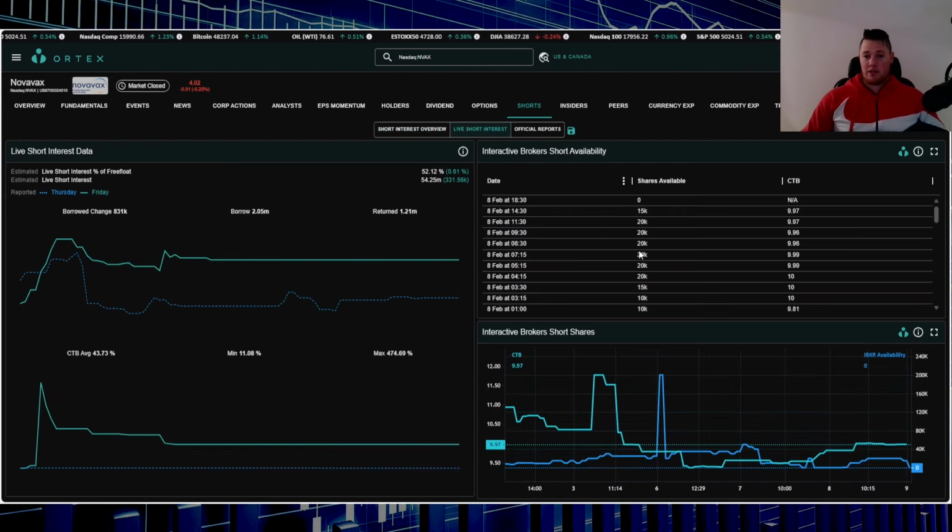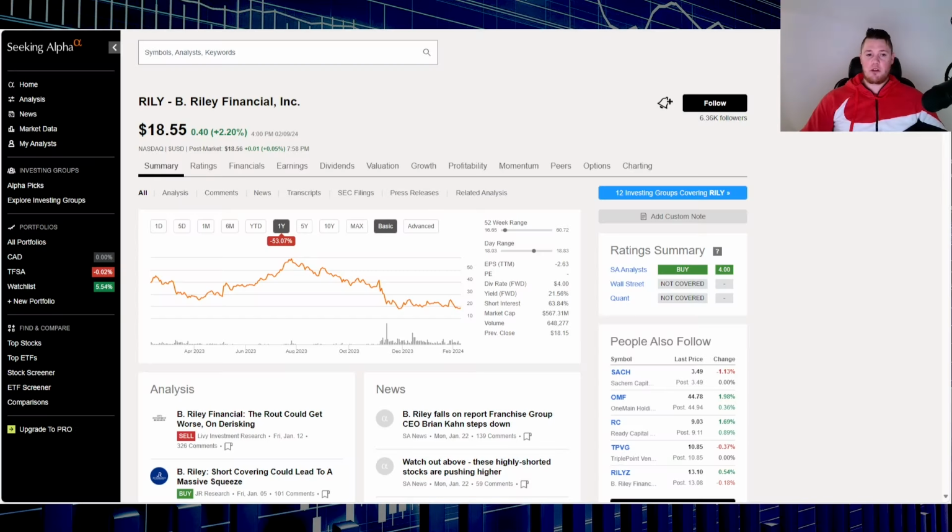As far as available shares through Interactive Brokers, short availability does indicate that there is 0 shares available going into this upcoming week. So things could get very interesting for that. Moving on to stock number 3.